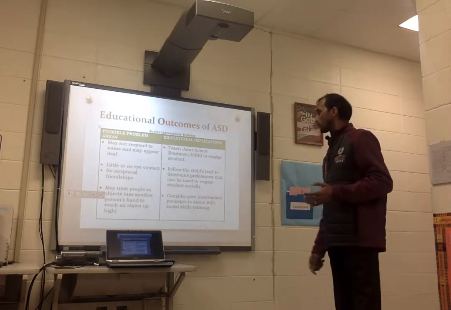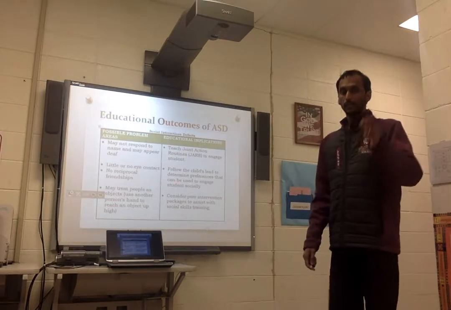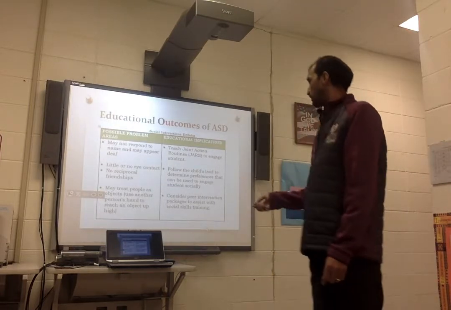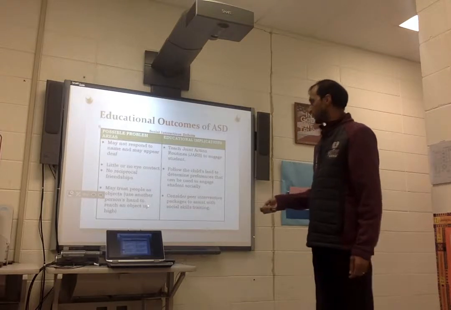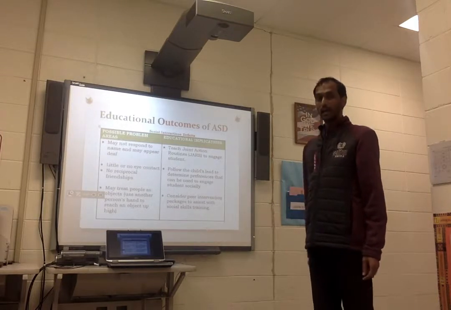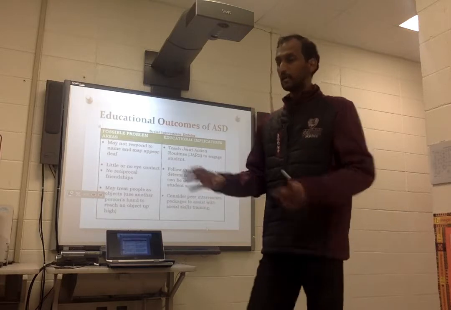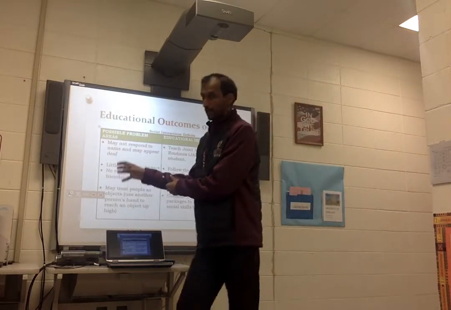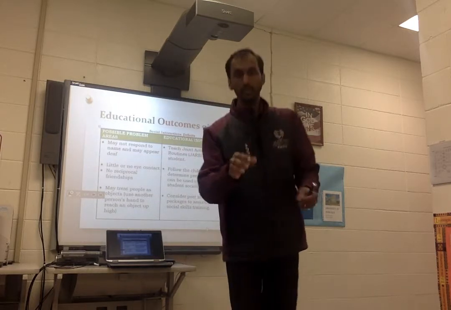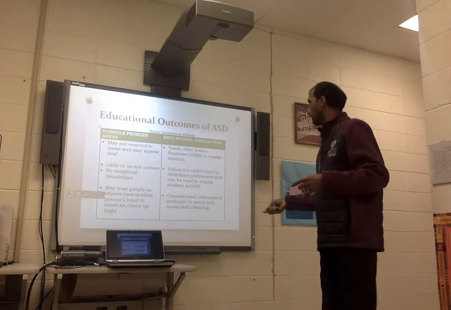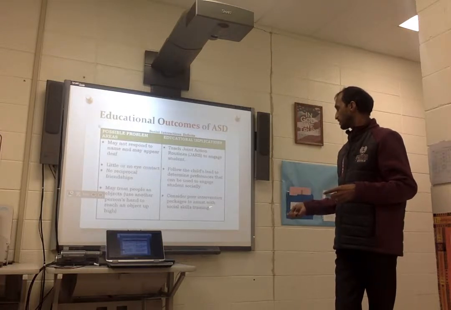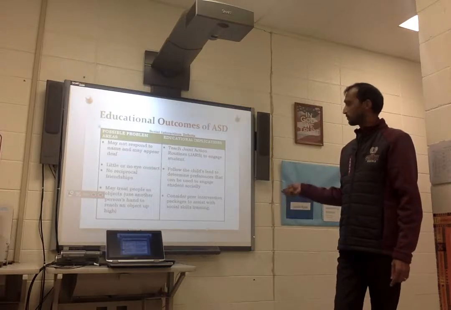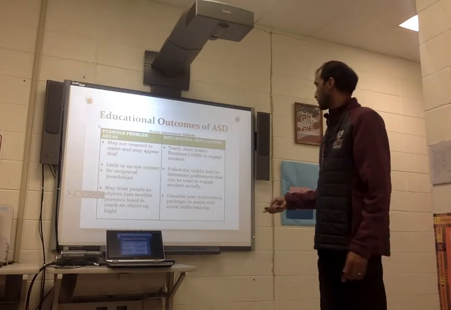Now, the child may treat people as an object. Here, children with autism may treat people like an object. So what you do is use the other person's hand to reach out for the object. If they want to grab something, they hold our hand, take it to the object, and ask us to pick it up and give it to them. This is a kind of behavior we notice with them. Consider peer intervention packages to assist with social skills training. That's the way you can handle that kind of situation.